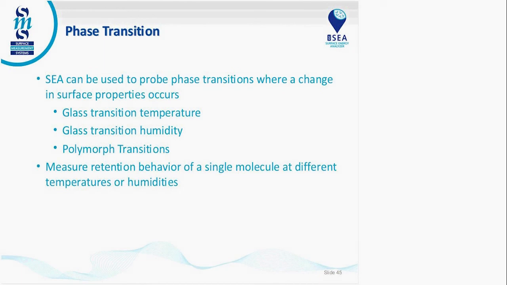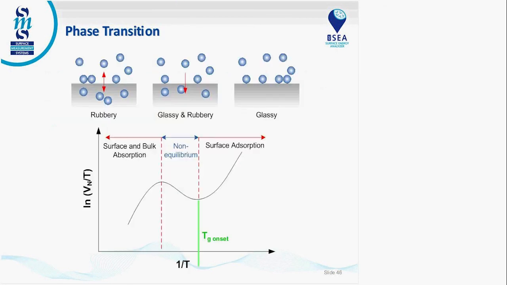Speaking of phase transitions, there are some bulk properties we can measure, and this is the last 2 or 3 slides before we open it up for questions or to close the webinar. We can look at glass transition temperatures, polymorphs, essentially any second-order phase transition. In this experiment, we inject a single molecule as a function of temperature. This is the log of the retention volume versus 1 over temperature. So this is low temperature here, high temperature here.